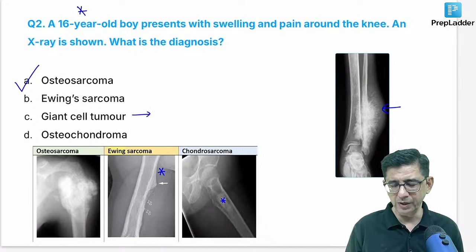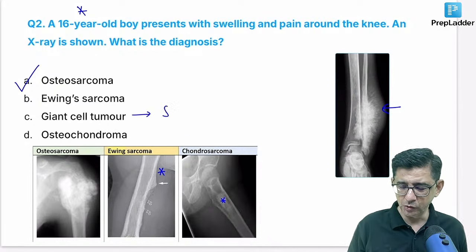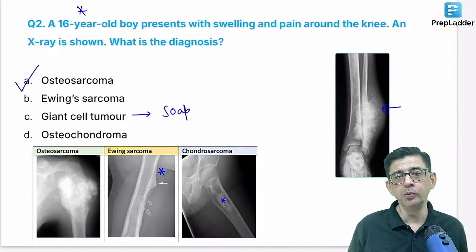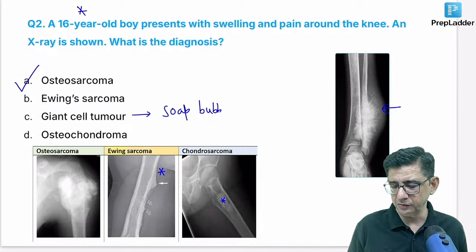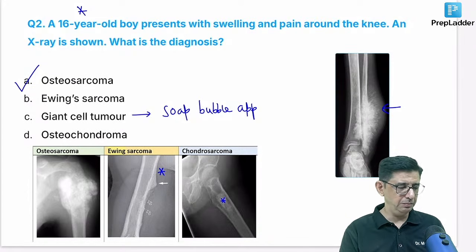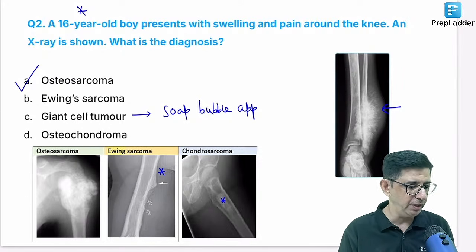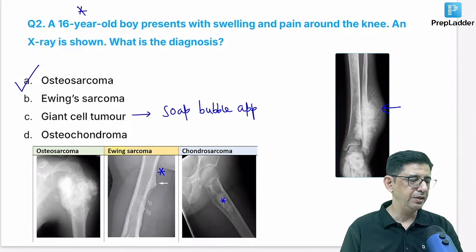Giant cell tumor will have that classical soap bubble appearance present. So yes, you guys comment: soap bubble appearance on the MRI head is the feature of. You get multiple lytic lesions in a soap bubble appearance for giant cell tumor, but a soap bubble appearance on an MRI head would be seen in which condition?